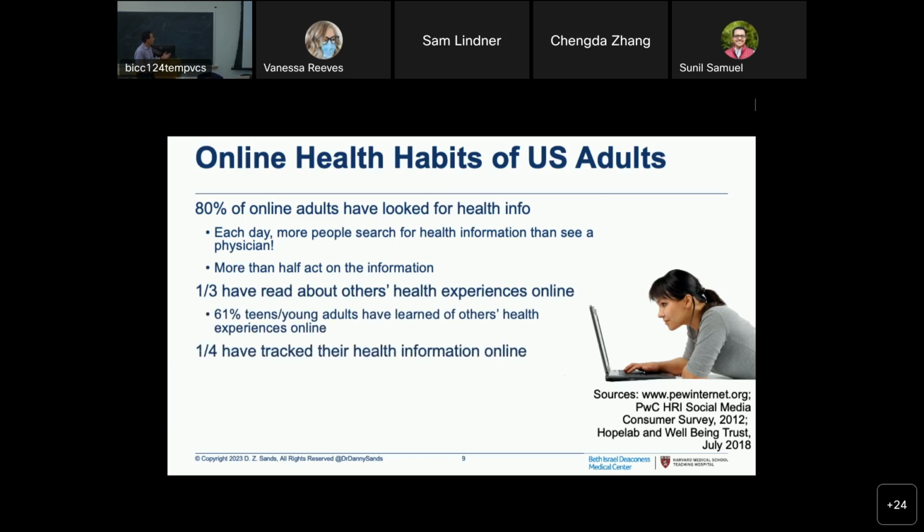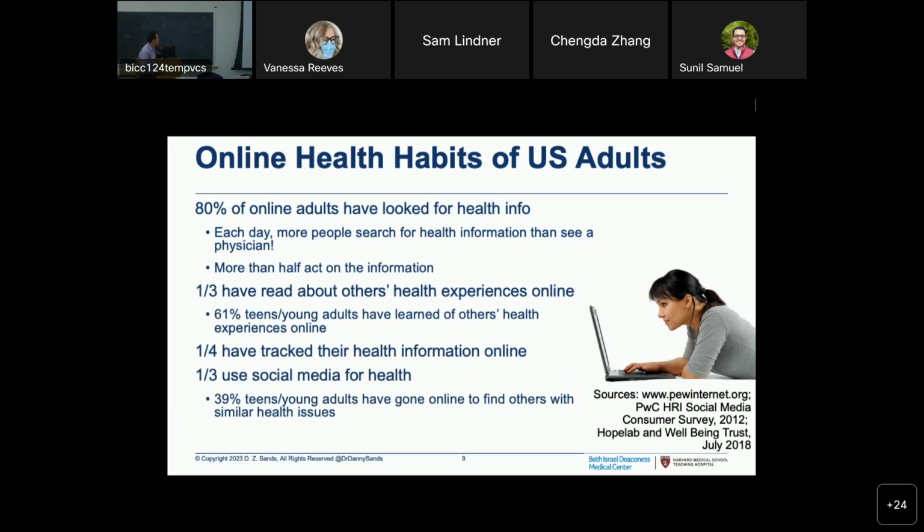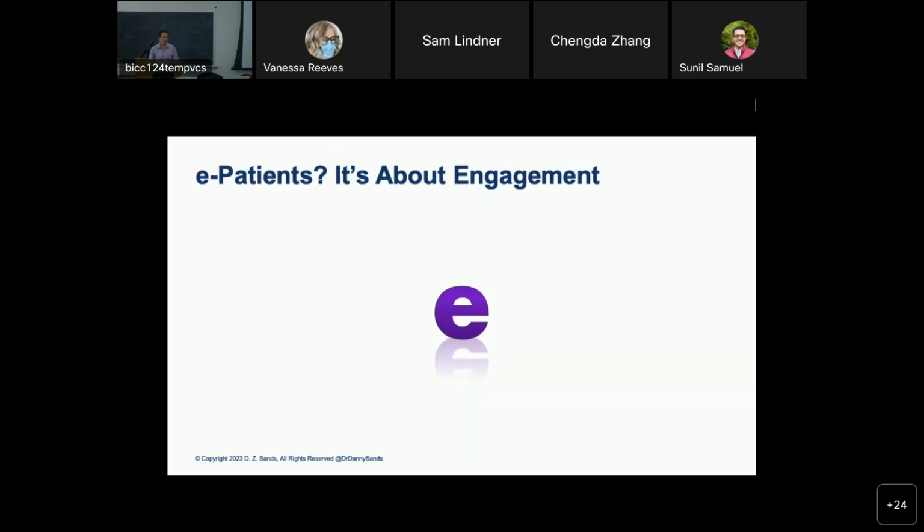I'll just go on to this. A quarter have tracked their own health information online. How many of you have tracked your health information online? We all have, actually, because you have one of these devices, and sort of by default, your information is being tracked online. You can choose to share it with other people or not. And people are using social media for health. So these are really dramatic things, and this is how people think about health and the internet.